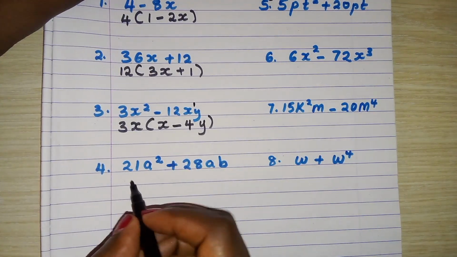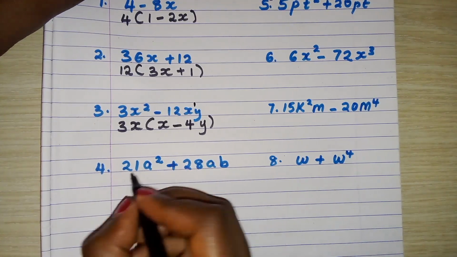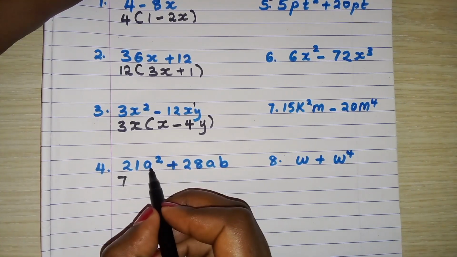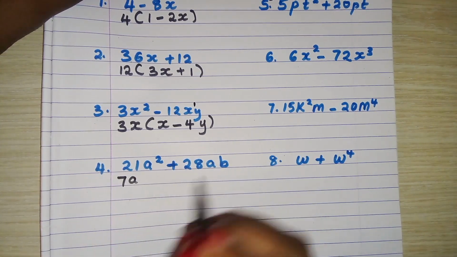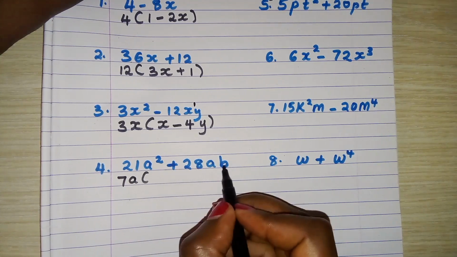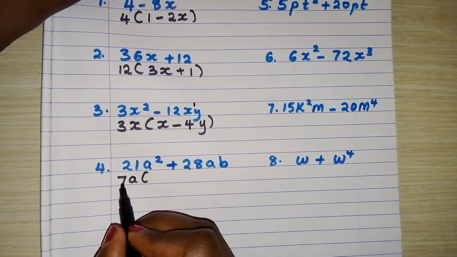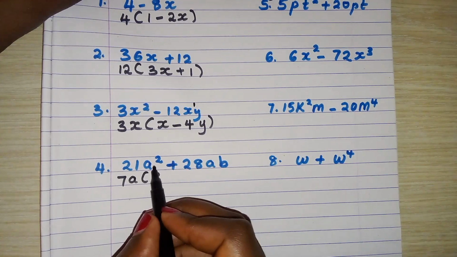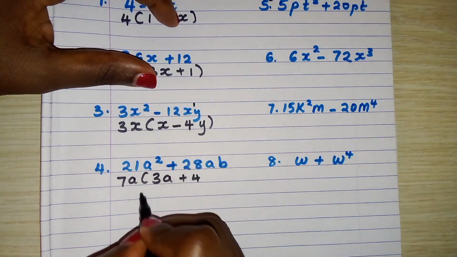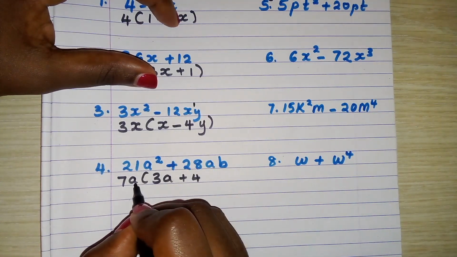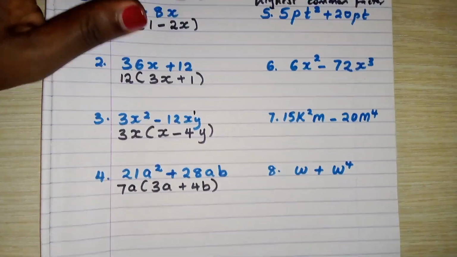The next question, we have 21 and 28. The highest common factor for 21 and 28 is 7. Then we have a and we have a, so we take a power 1, the a with the lowest power, then you open your bracket. Because there's no b here, we won't put b outside. So 21 divided by 7 is 3. A squared divided by a is a. 28 divided by 7 is 4. A divided by a is 1. B is remaining, so we put b there.